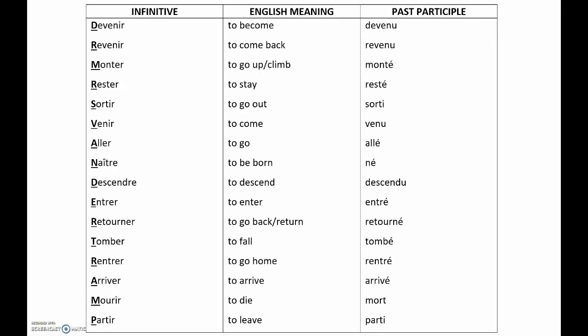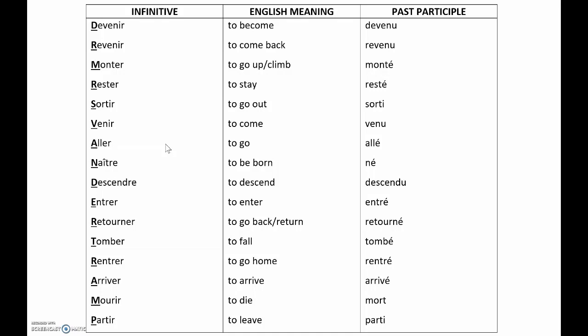So here is the list of 16 verbs in French that take être as their auxiliary in the Passé Composé. Every other verb, for the most part in French, when you turn it into the Passé Composé, will use avoir. But if you see one of these 16 verbs and you're asked to put it into the Passé Composé, then you have to know that the auxiliary is not going to be avoir, it's going to be être. So let's just break this list down.